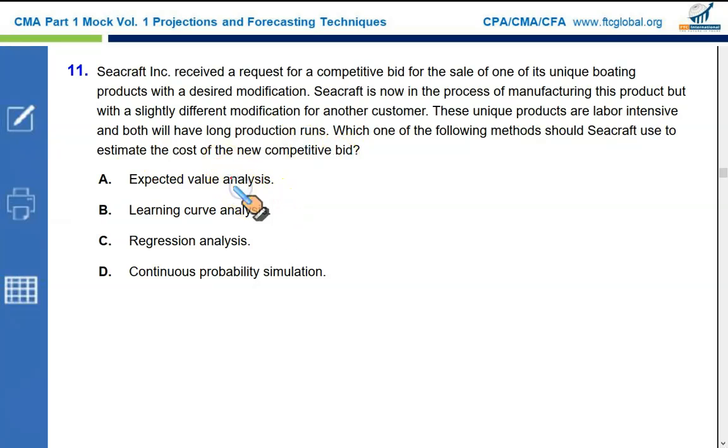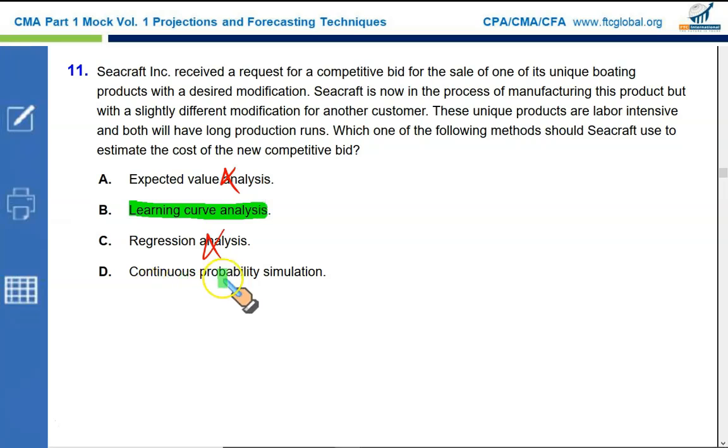Not expected value analysis, not regression analysis, there is no independent or dependent variable. This involves learning curve analysis. Learning curve analysis will be used to determine the increase in efficiency as the workers gain experience in a production run. B is the right option.